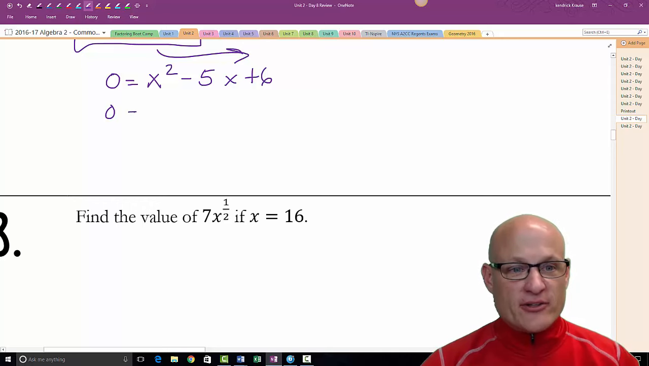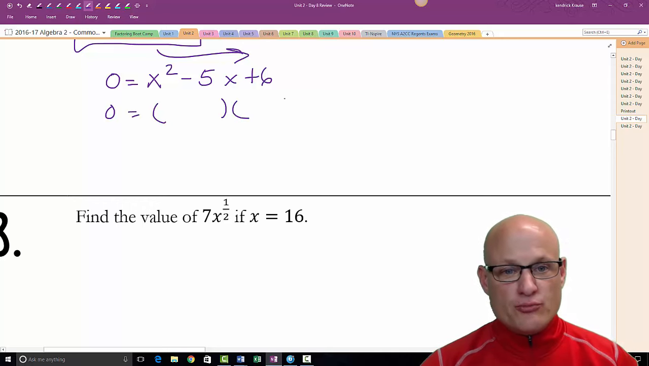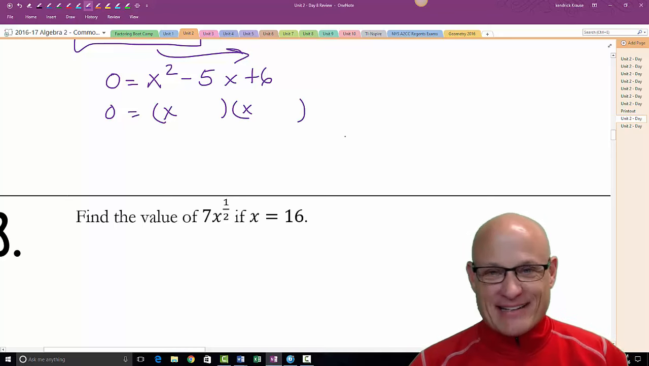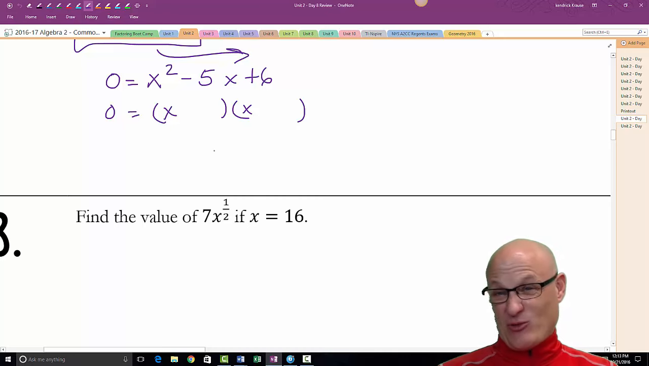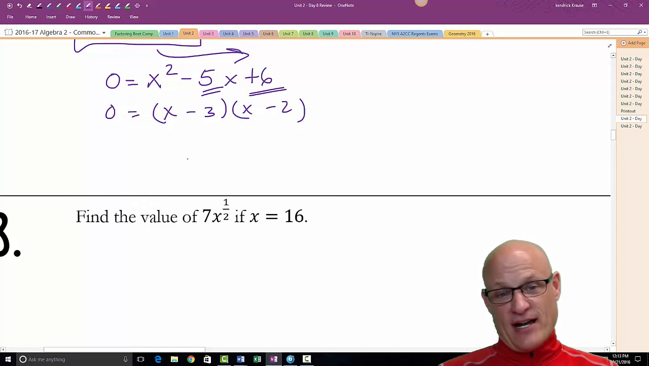Now, we've got some factoring to do. x and x. They have to multiply to 6 and add to 5. Don't put 6 and 1 like you're a monkey, because 6 minus 1 is 5. That really is awesome, but that would not be right. It's minus 3 and negative 2, because those multiply to positive 6 and add up to negative 5. So my two answers are x equals 3 and x equals 2.